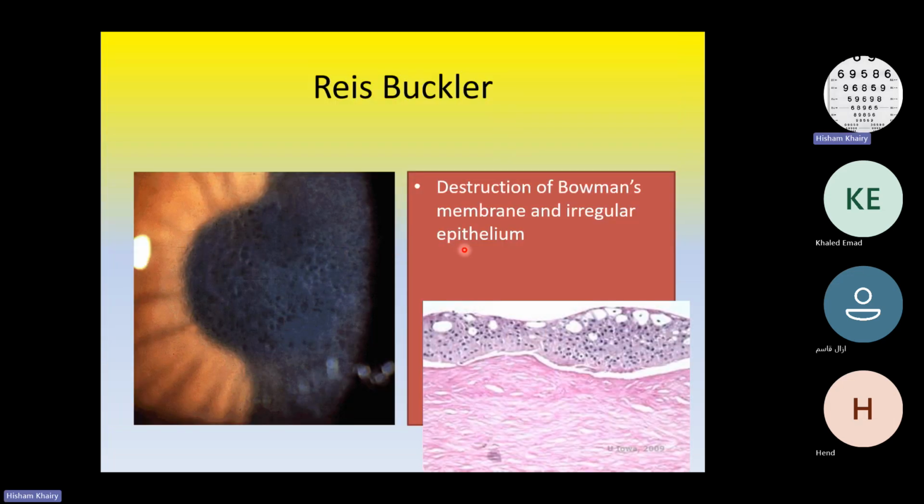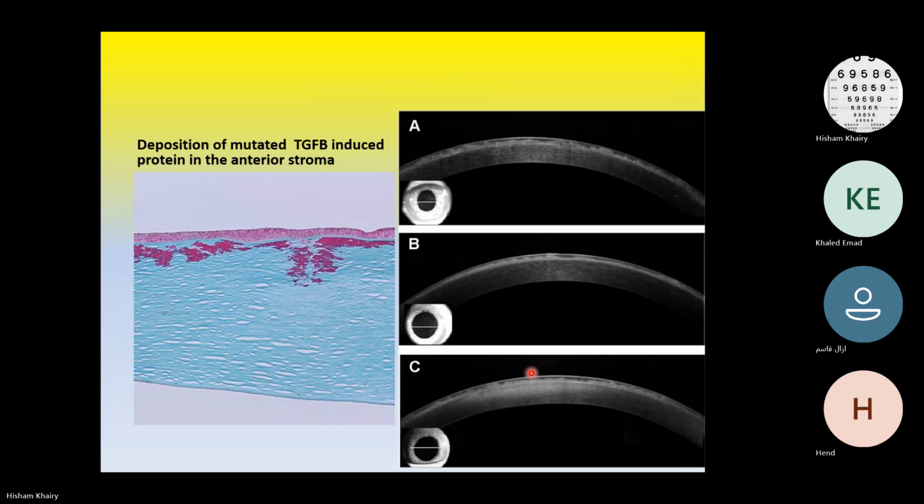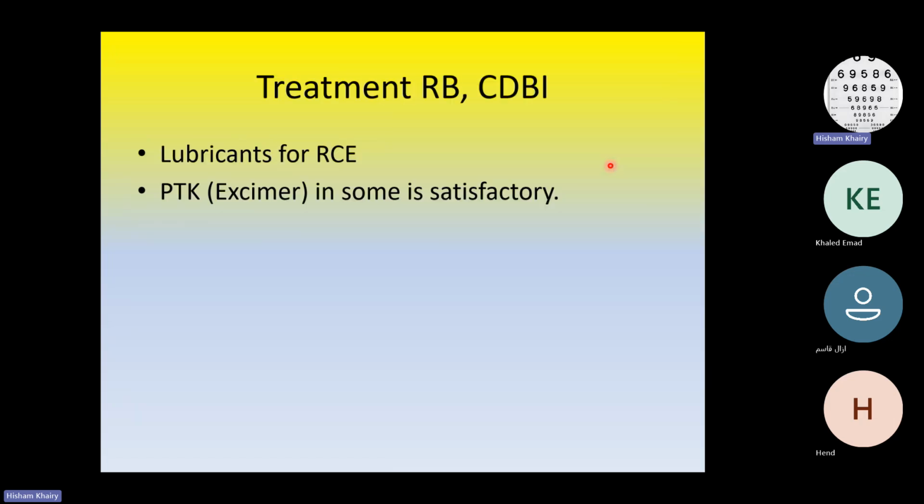In Reis-Bücklers corneal dystrophy, there is destruction of Bowman's membrane and irregular epithelium. And on Masson trichrome, there may be deposition of mutated transforming growth factor beta induced protein in the anterior stroma. And here is the OCT image showing the hyperreflective lesions and material.